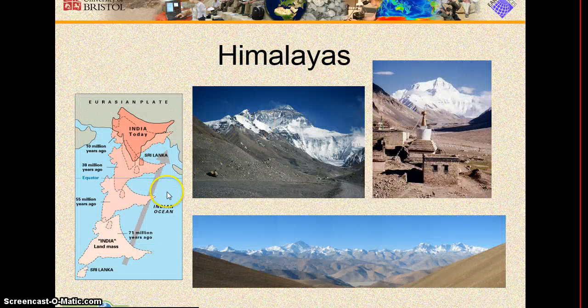All right, so here's a picture of the Himalayas, the way it occurred. You've got India, which was not a part of the Eurasian plate a long time ago. As it moved north, it slammed into the Eurasian plate and pushed up the land to form the Himalayan mountains.